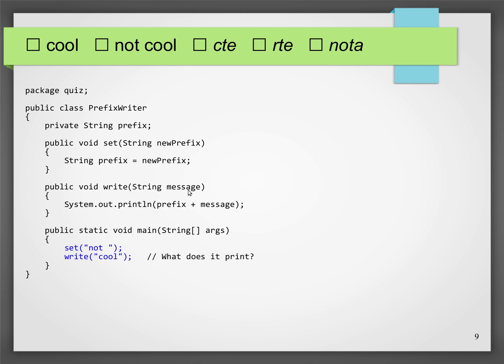Okay, next puzzle. So here we have a class with a field, a setter for the field, and a method with a parameter, and all we do is write to the terminal the field concatenated with the parameter. Here we call the setter, here we call the write method. And, well, again, what does it print? Some possible solutions: cool, not cool, does not compile, crash at runtime, or none of the above. Pause the program and pause the video and think about the answer.